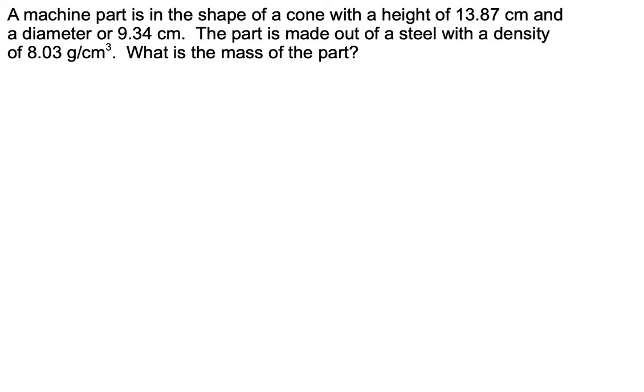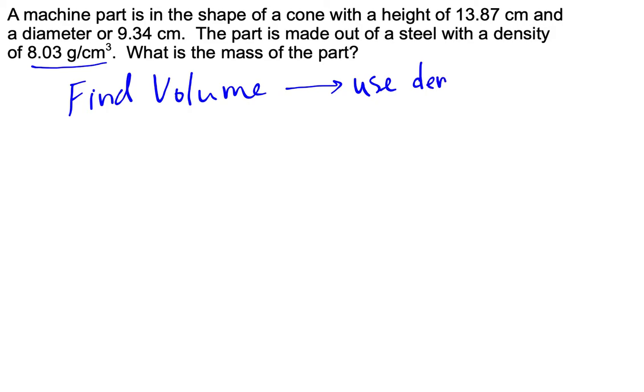Okay, another multi-step problem. A machine part is in the shape of a cone with a height of 13.78 centimeters and a diameter of 9.34 centimeters. The part is made out of a steel with a density of 8.03 grams per cubic centimeter. What is the mass of the part? All right, multi-step problem here. We do have a density given, and we've got dimensions given. So we do want to, of course, find the volume. And then after finding the volume, we're going to use the density to find mass.